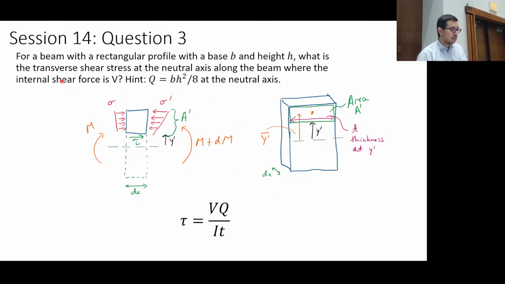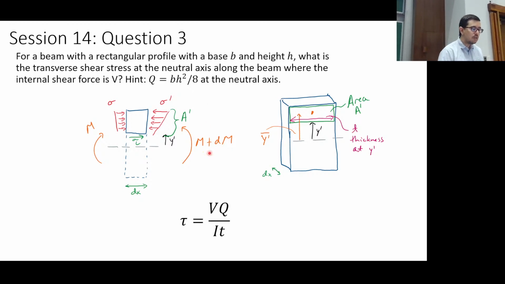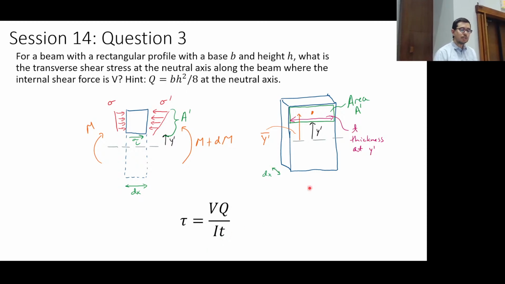What is the transverse shear stress at the neutral axis along the beam, where the internal shear force is V? What we're trying to say is, Q is BH squared over 8. So you can do this problem with this hint. We haven't really talked about how to calculate Q, but you know how to calculate I. You know what T is, that's going to be the width, and you know what V is. So you can calculate the transverse shear stress. This is just to get a feel for the transverse shear stress, don't go bonkers. We're about to go bonkers.